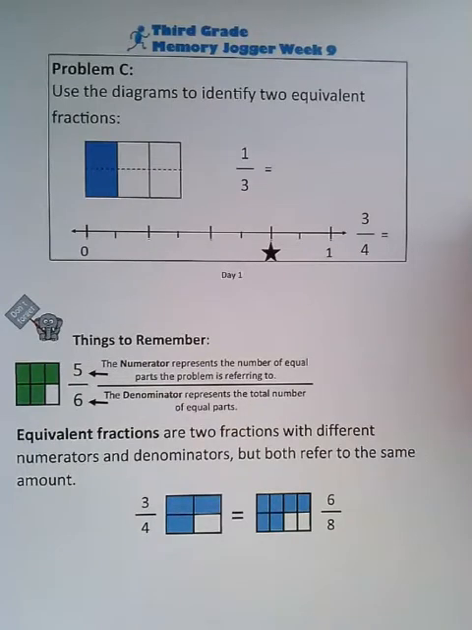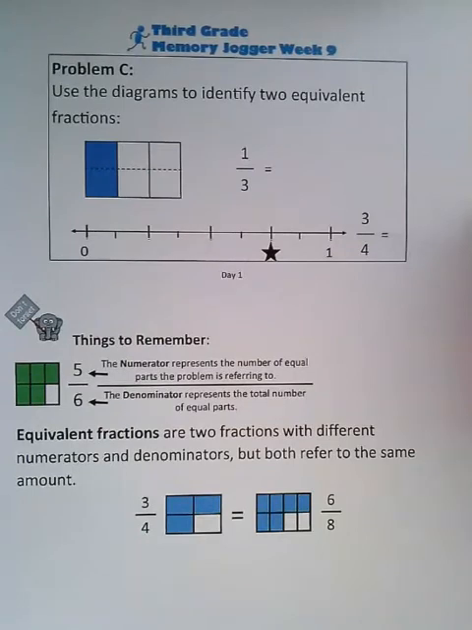The numerator represents the number of equal parts the problem is referring to. The denominator represents the total number of equal parts. In this example, 6 is the total number of parts and 5 is the number shaded. So we write it as 5/6.